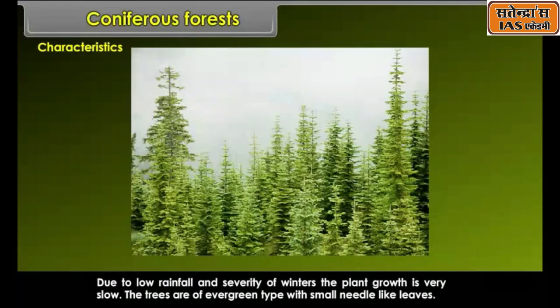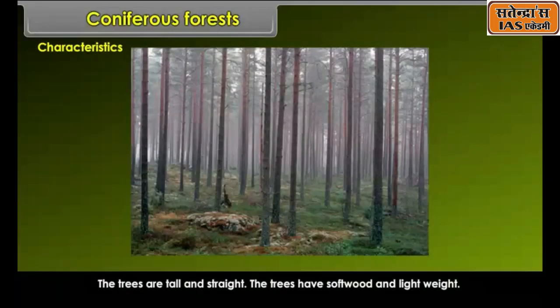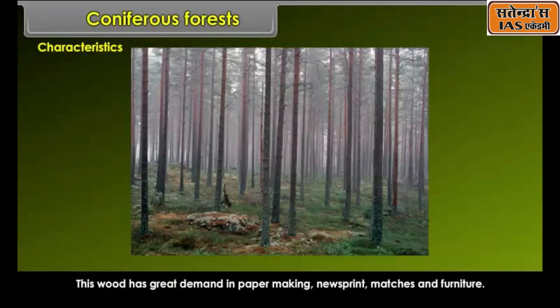This climate largely controls the growth of plant life. Due to low rainfall and severity of winters, the plant growth is very slow. The trees are of evergreen type with small needle-like leaves. The trees are tall and straight. The trees have softwood and light weight. This wood has great demand in paper making, newsprint, matches and furniture.